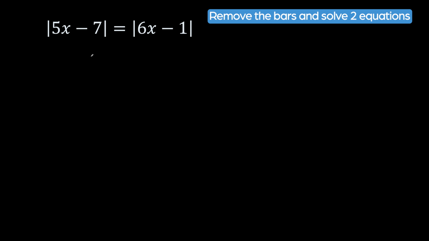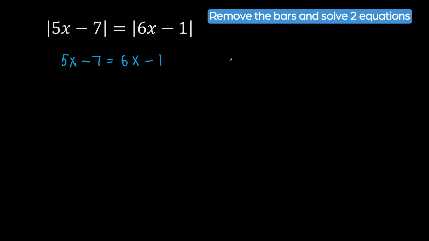Let's solve this equation. We have the absolute value is equal to another absolute value. To solve this equation, remove the absolute value bars and set up two equations. The first equation is 5x minus 7 is equal to 6x minus 1.